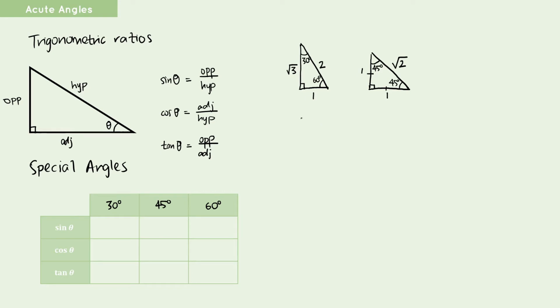Let's start with sine 30 degrees. If we consider this triangle, sine is opposite over hypotenuse, so opposite is 1, hypotenuse is 2. So we know that sine 30 degrees is 1 over 2. You can fill this in.